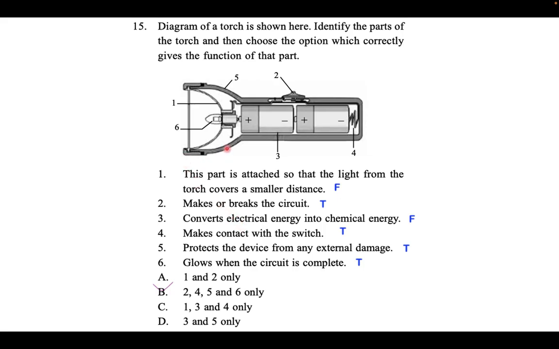5 is the external cover of the torch and it protects the torch from any external damage. And 6 is the bulb that glows when the circuit is complete. B is the answer.